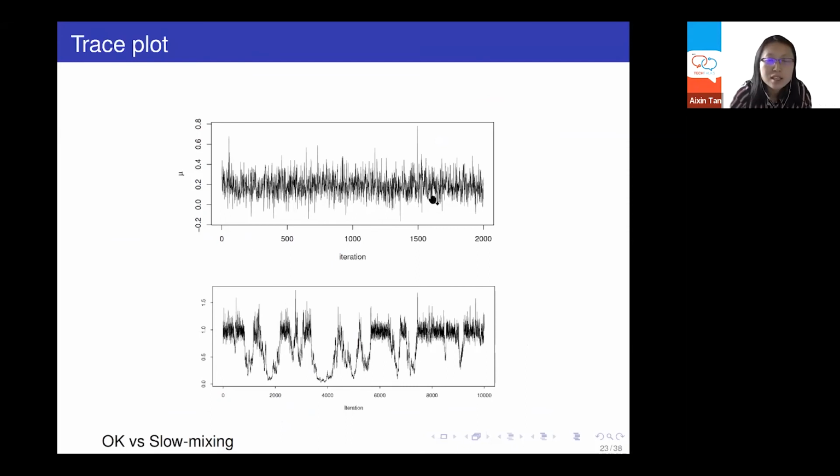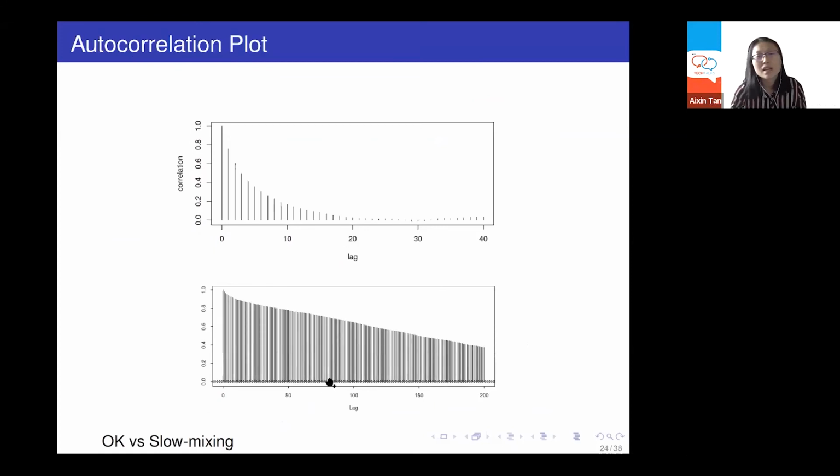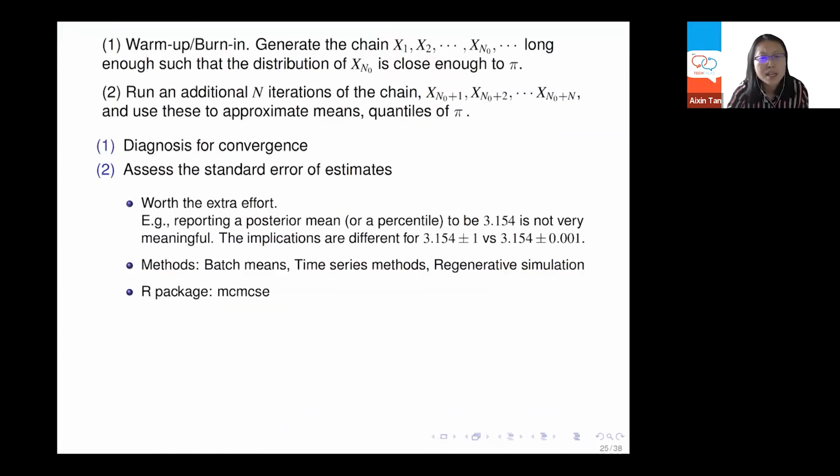The first one is a chain that mixes pretty well. The second one is it gets stuck in certain areas. And you can also look at the correlation plot to see how dependent the samples are, okay? But anyway, there are plenty of diagnoses available out there. Second up, once you collected data, you want to know if you collected samples, you want to know how accurate they are.